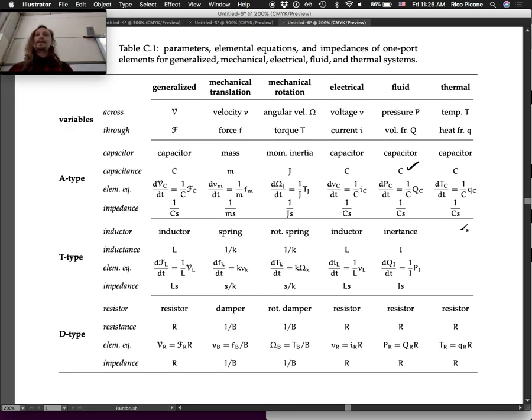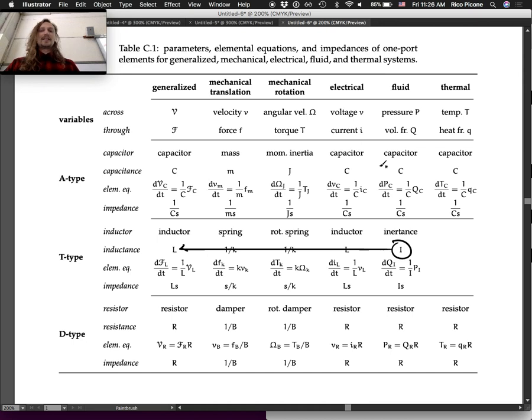Oh man, why do we not have a T-type for thermal? What is that about? It doesn't have a T-type. Crazy. Why did I call the inertance of this fluid system L? It really should be I, but why did I think it was L? Because it's a generalized inductance. Right? Yeah. Okay. This is the table to rule them all.